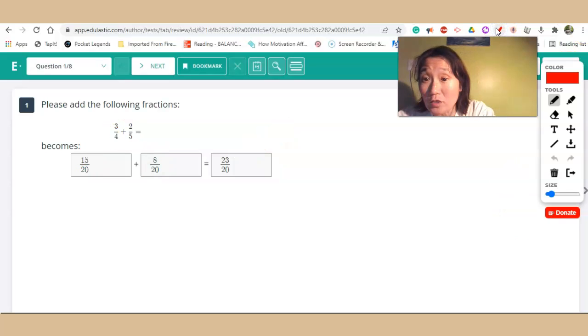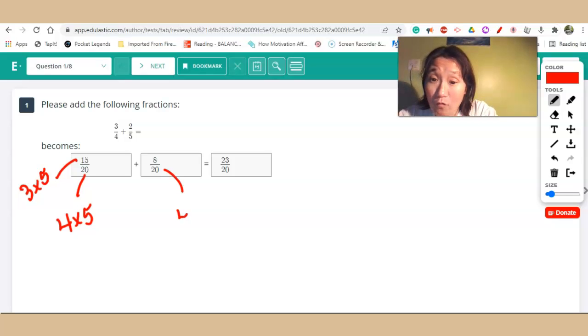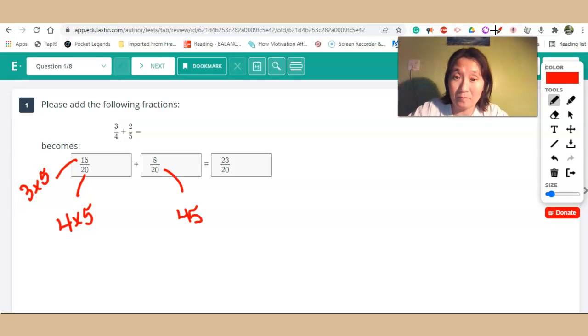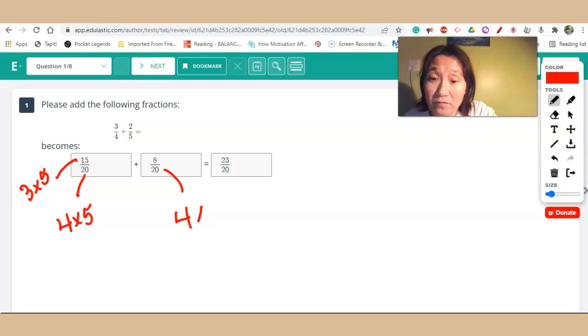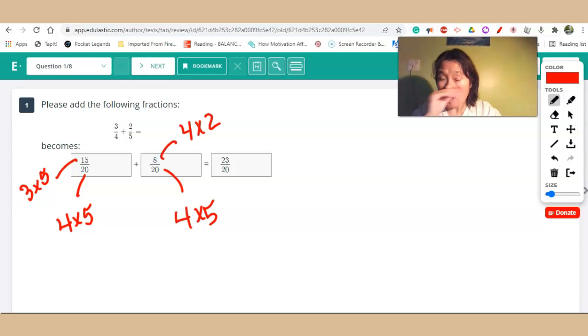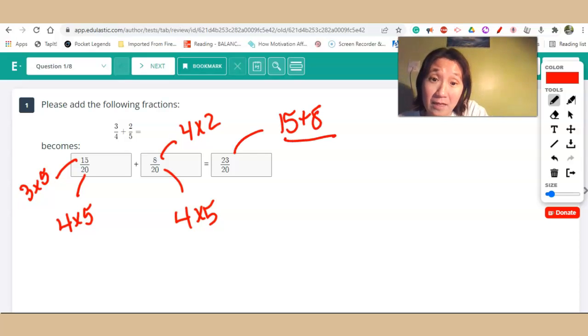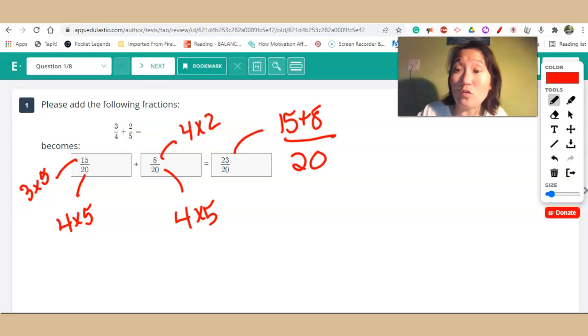Again, if you don't know, the 20 comes from 4 times 5. The 15 came from 3 times 5. This one came from 4 times 5. And then the 8 came from 4 times 2. Okay? And then 23 came from 15 plus 8. And then this is just your denominator. So that's how you get the answers all the way across.